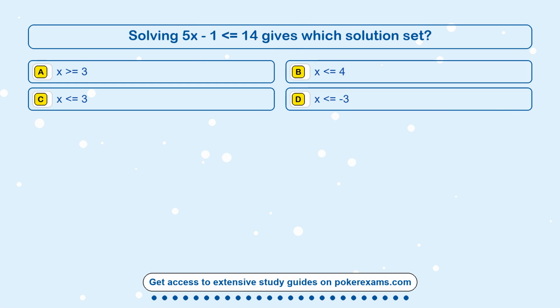Question 10. Solving 5x minus 1 equals 14 gives which solution set? Option A, x equals 3. Option B, x equals 4. Option C, x equals 3. Option D, x equals minus 3.